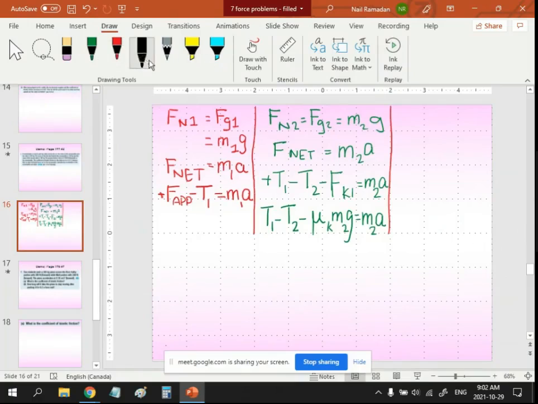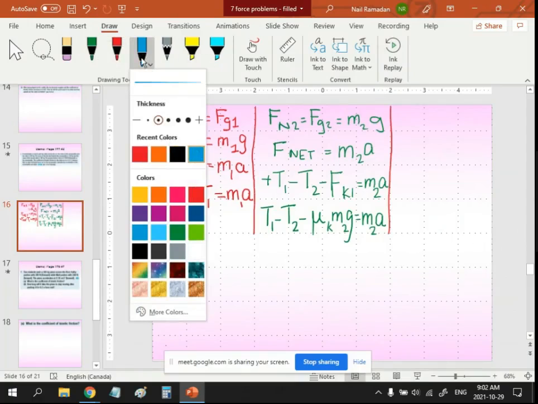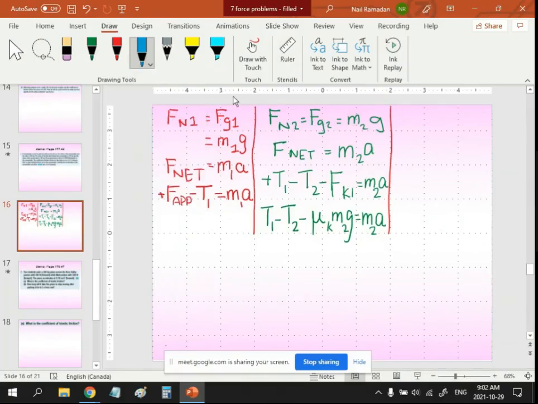Let's do a different color. Let's do blue. All right. What do I still start saying? Fn3, Fg3, which is equal to what? M3G. Okay. How many horizontal forces are on the back sled? How many? Two. What's pulling it forward? Tension 2. What's resisting it backward? Fk2.